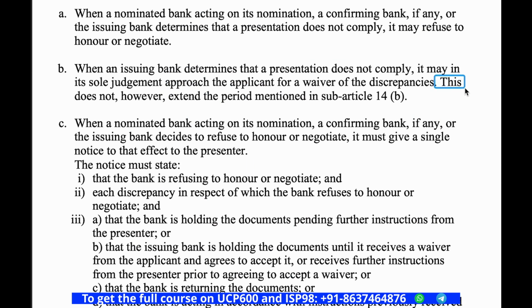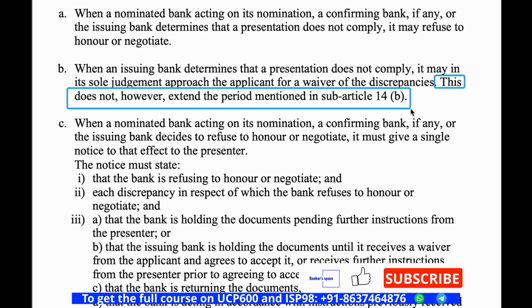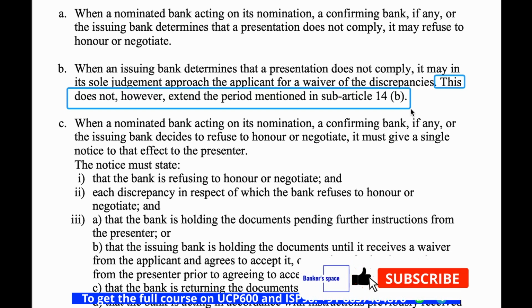Now, this does not, however, extend the period mentioned in subarticle 14B. Means what? What is mentioned in Article 14B? 5 days available to each bank to check the documents for compliance. So, these 5 days cannot be extended for the reason an issuing bank approached the applicant for a waiver. Whatever the issuing bank wants to do has to be completed within those 5 days. That is, either it should refuse to honor or it should get the discrepancies waived within the 5 days only. It cannot be extended at all, right?